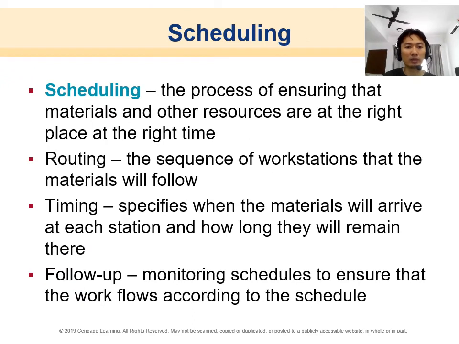Next, we move on to scheduling. What is scheduling? Scheduling is just the process to make sure that the materials and every other resource are available at the right place at the right time. So these materials and resources can be raw material, sub-assemblies, work in process, or even finished goods. So place and time are very important to scheduling purposes for two reasons. The first, when we talk about place, the routing of material is very important because we need the sequence of the workstations to be there so that the material will follow suit.